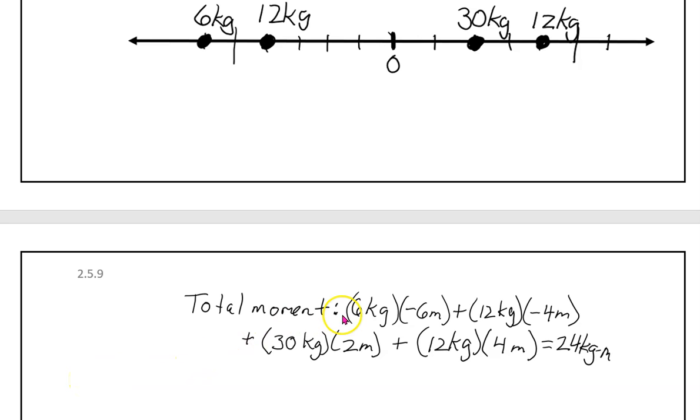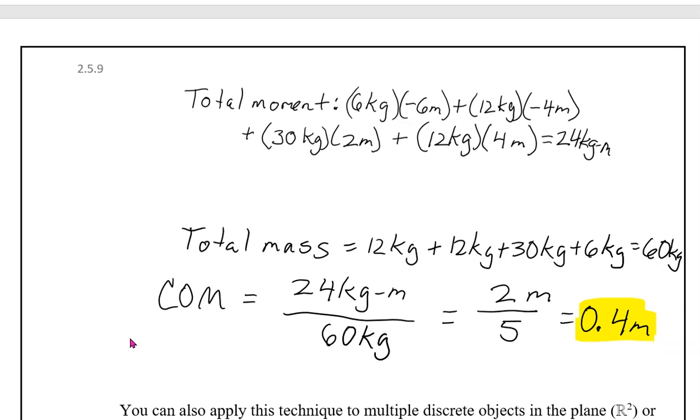Since it balances, we must have 6 kilograms times negative 6 meters, that's this one on the left, plus 12 kilograms times negative 4 meters, that's this one on the left, plus 30 kilograms times 2 meters, this on the right, plus 12 kilograms times 4 meters, this one on the right. When we add it all together, we get 24 kilogram meters. That's the total moment. Now find the total mass by adding the masses together to get 60 kilograms. The center of mass will be located at 24 kilogram meters divided by 60 kilograms, or at 0.4 meters.